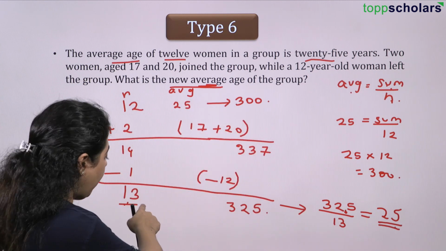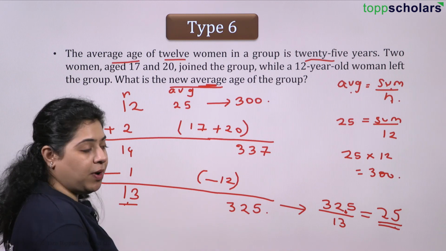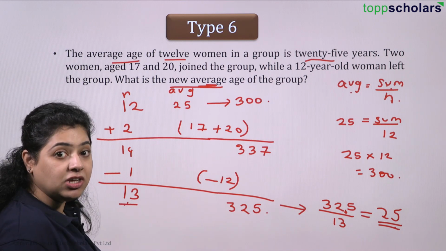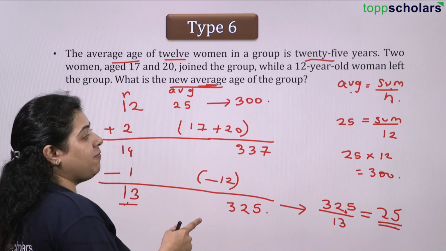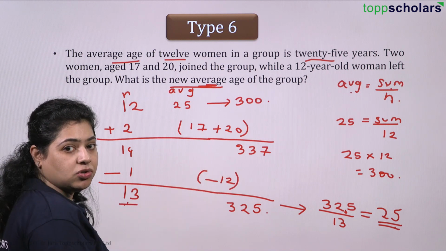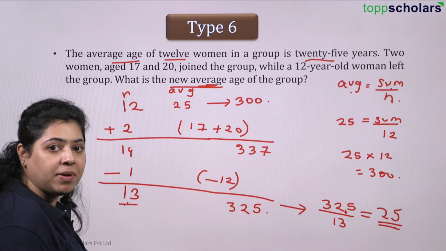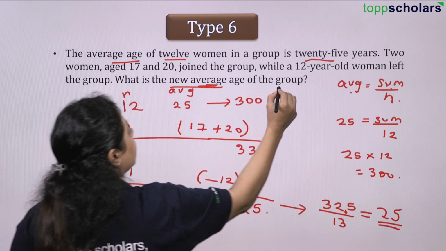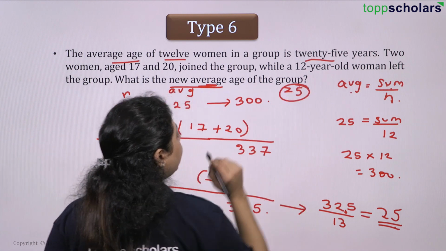So, when we have 13 women and the sum is 325, the average of the group becomes 25 years. When all the changes have been done, there is addition also, there is deletion also, the average age now becomes 25 years. So the new average is 25. So 25 becomes the answer.